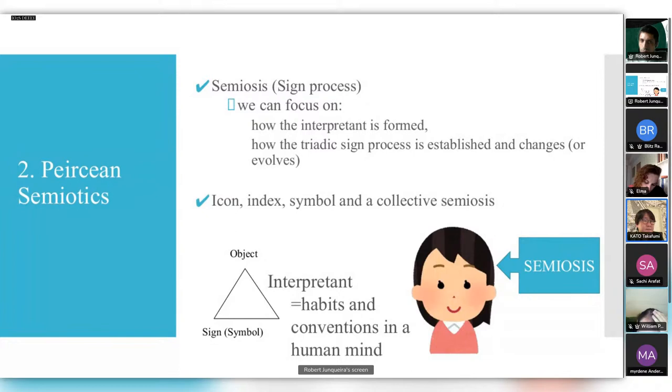In addition, one can consider an interpretant to be a collection of different kinds of intermediation. A typical example of such a collective interpretant would be found in a human mind. Indeed, Peirce considers the human mind to be a kind of huge collective semiosis. In other words, the human mind is considered to be a collection of sign processes in which various interpretants, such as habits and social conventions, mediate between various signs and objects.